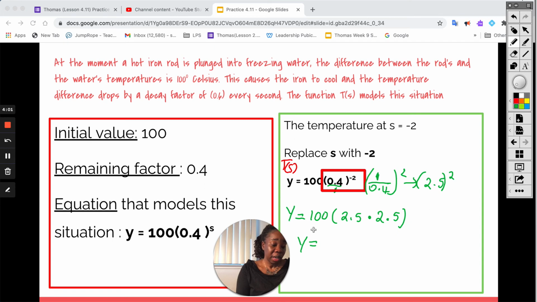So y is equal to, we're going to do our exponent part first. So 2.5 times 2.5 is really 6.25. So we have 100 times 6.25, which means that y is equal to, when we multiply 100 times 6.25, we're going to end up getting 625. And what does this mean in the context of this problem? So what this means is that 2 seconds before the iron's first temperature was measured, it was actually 625 degrees Celsius. All right.